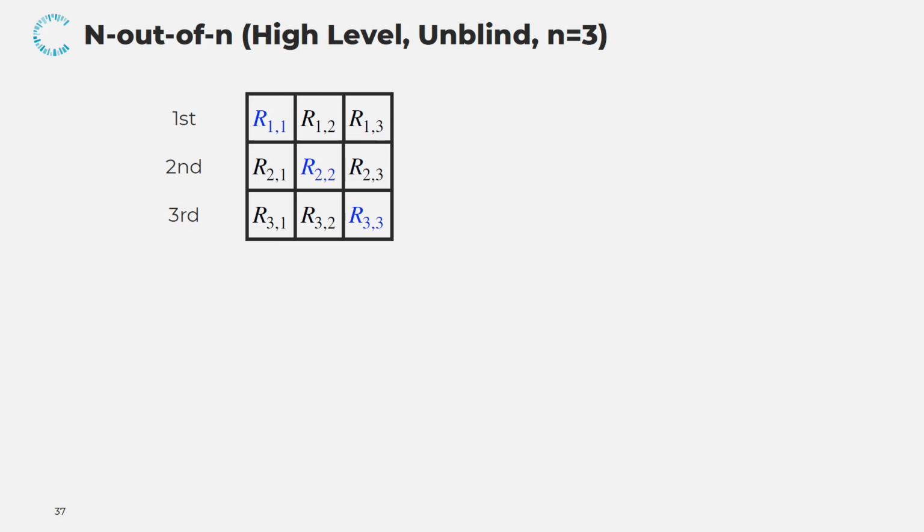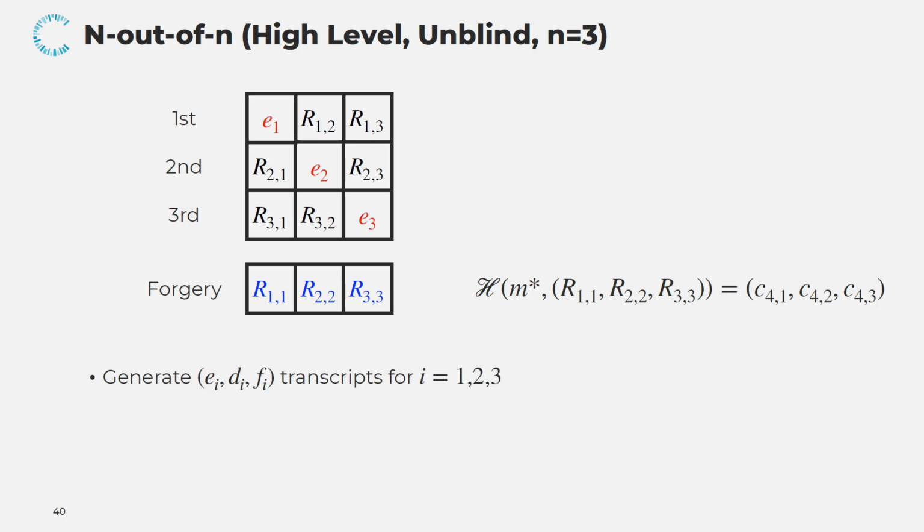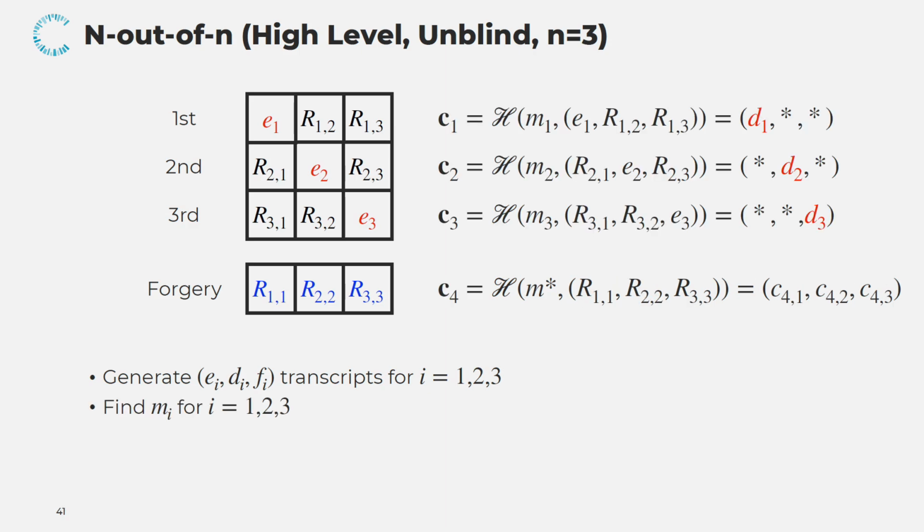Then, for each session, we select one commitment, for example the blue diagonal, and mix these commitments together to create the commitment for the forgery. We also compute the challenge for the forgery, the message M star. Then, for each session, we generate a valid transcript of the base Sigma protocol. As we have just seen in the previous slide, for each session we replace the left blank squares in the table with the commitment, and as before, we look for messages M_i such that the challenge, computed according to the Fiat-Shamir transformation, has D_i as component i.